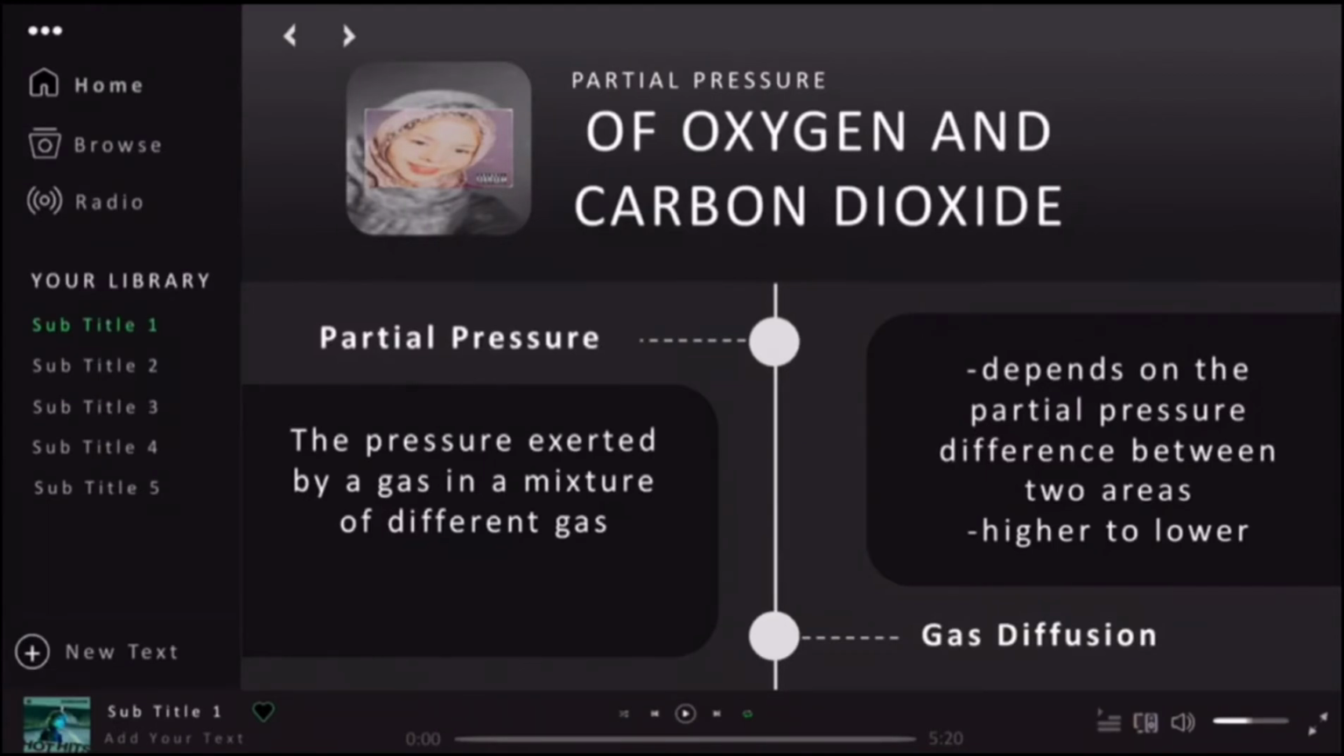Okay, we continue. As I said earlier, gas diffusion depends on the partial pressure, which means the gas will diffuse from an area where its partial pressure is higher to an area where its partial pressure is lower, which is down a partial pressure gradient. Now, we will explore more about how it works and what components are involved. So, stay tuned and enjoy!